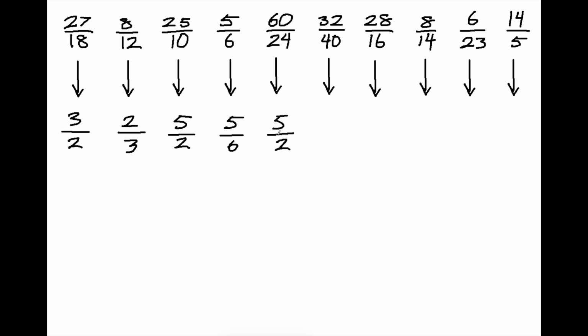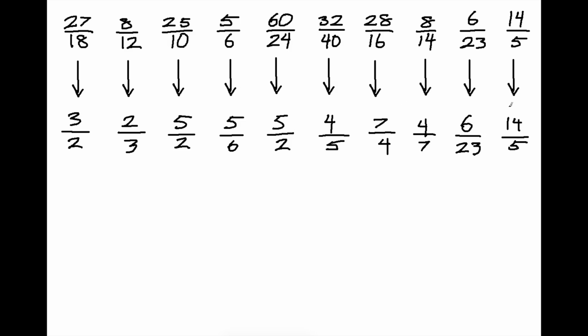60/24 is equal to 5/2. 32/40, 4/5. 28/16, 7/4. 18 and 14, that's equal to 4/7. So you notice, by the way, these are sort of inverse fractions. 6 and 23. 23 is a prime number. We can do nothing with this. 14/5. 5 is a prime number. This cannot be reduced either. Okay, so that's the first step.